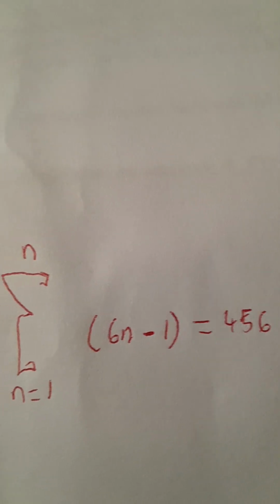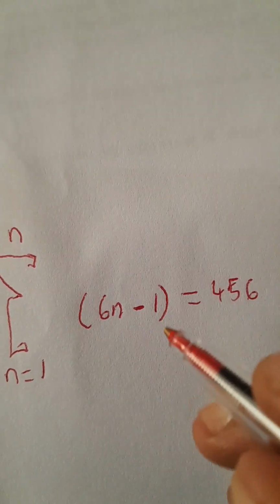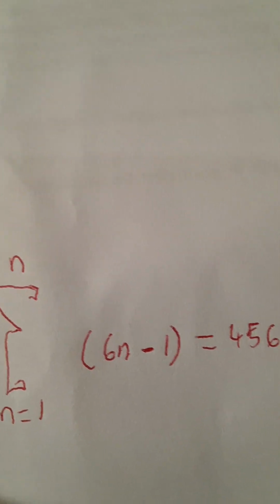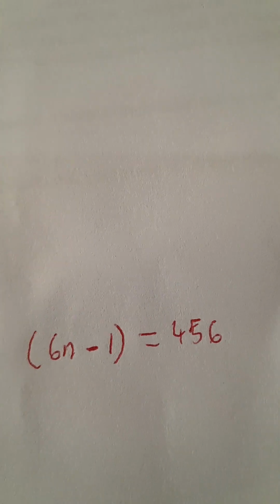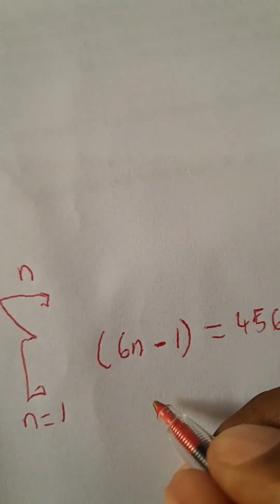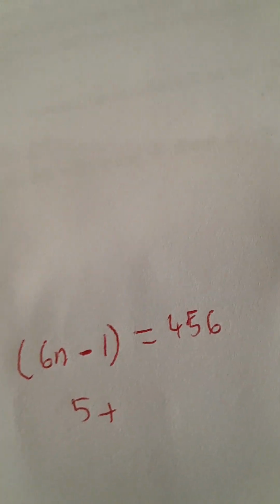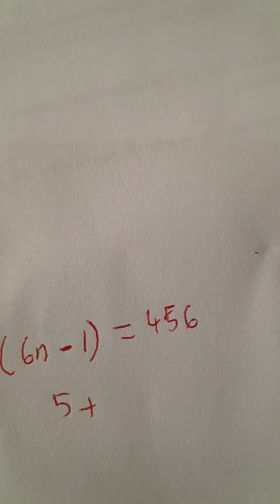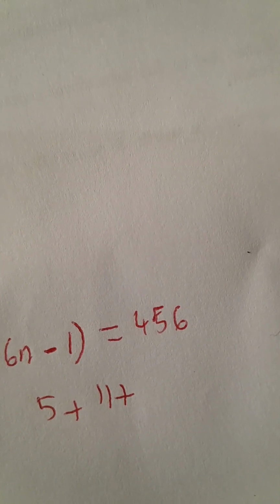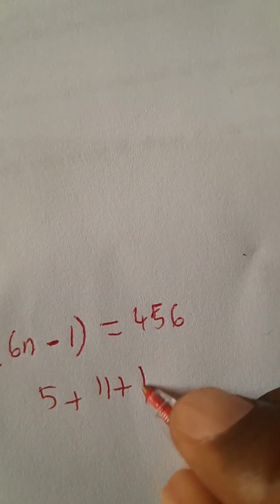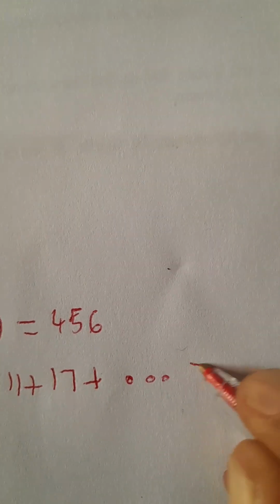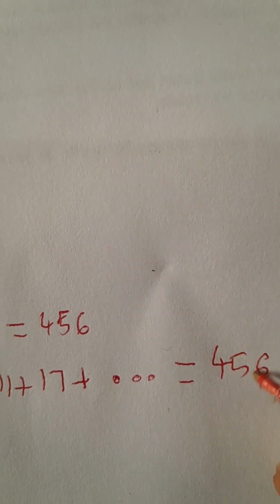So we need to find the value of n. First things first, let's formulate a series. Remember that the starting point is 1, so where there's n, we place 1. Then 6 times 1 is 6, minus 1 is 5. So this will be our series: 5 plus, then the second term will be 11, then the third term will be 17 plus, and so on, which equals Sn, given as 456.